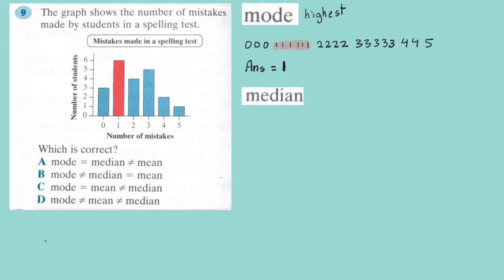The median number is the middle number. Now that I've actually put all those numbers out, it's easy to see where the middle number is. But the way that we calculate it is we say how many numbers are there altogether. Well, there are 3 zeros, 6 ones, plus 4 twos, plus 5 threes, plus 2 fours, and one of them is a 5. And altogether that ends up being 21 mistakes.